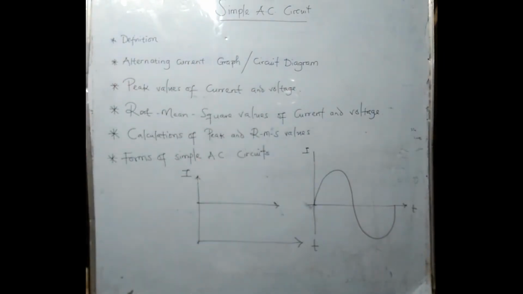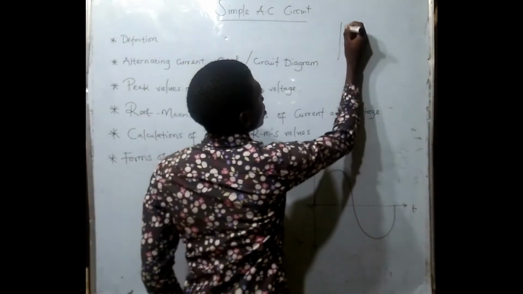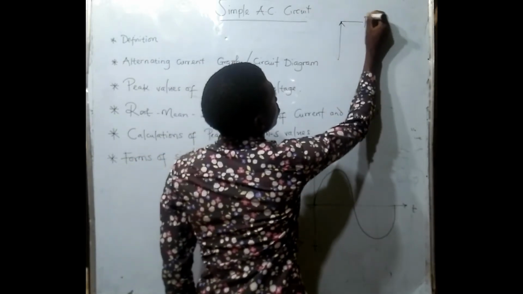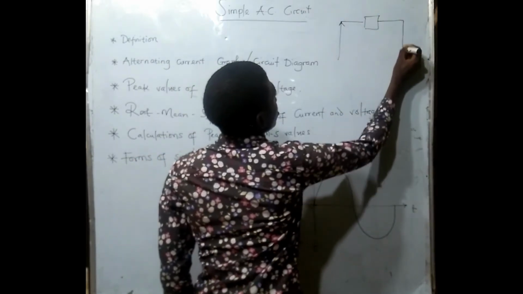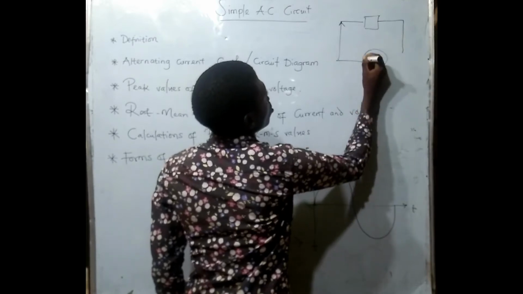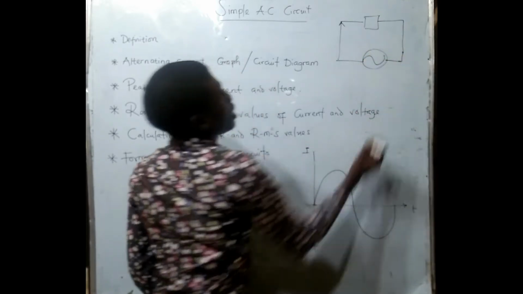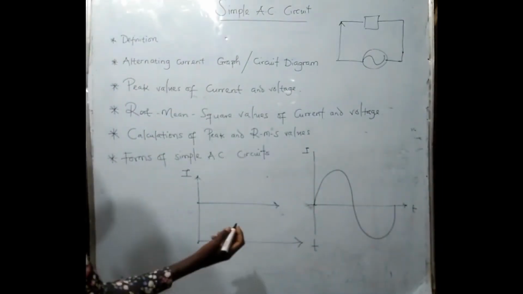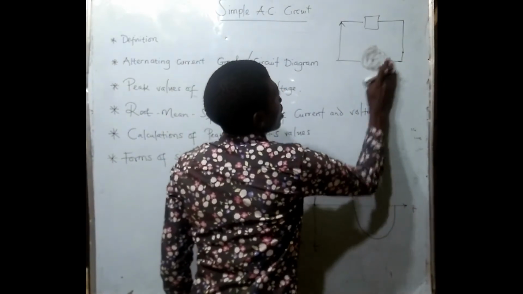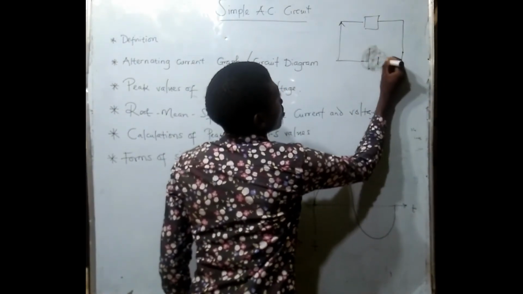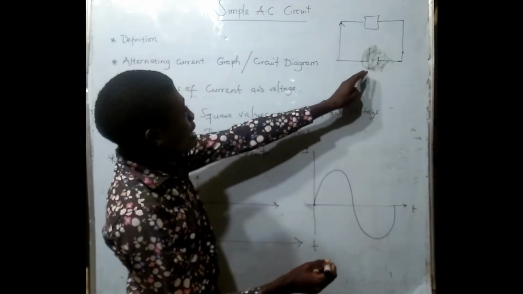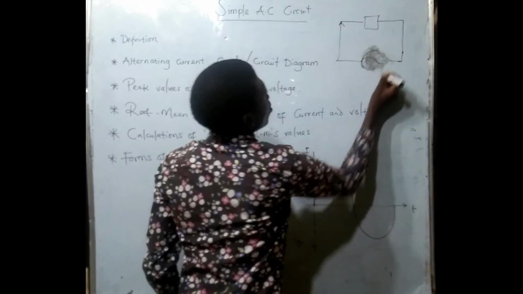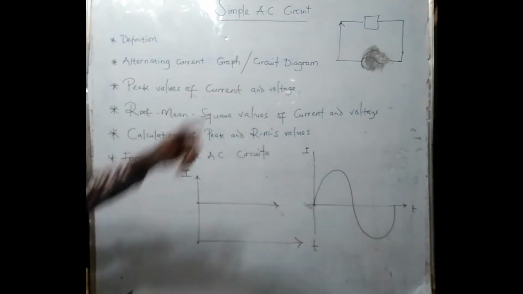And for the circuit diagram, probably when you have your resistor at this point, it is connected to a current source, just as you have it here, contrary to what you have in your DC, whereby you have a cell battery. This is what you have for a direct current. But when you are considering an AC current, that's when you have your AC source, just as you can see there.